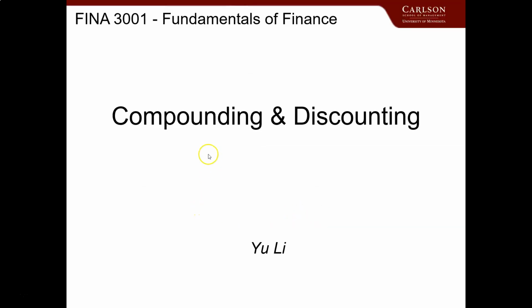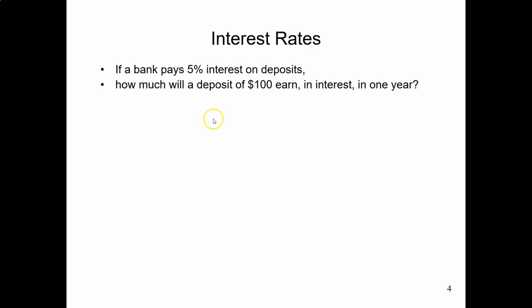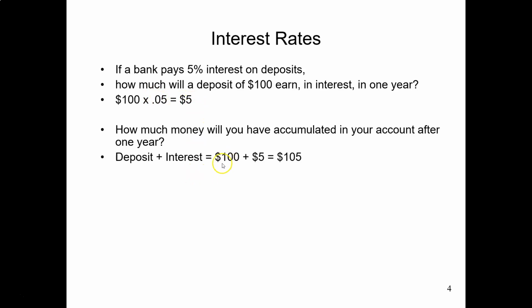For this video, I will focus on compounding and discounting. In Lecture 2, we talk about the time value of money one period ahead. Suppose you have $100 in hand and you want to save it as deposit. The bank gives you 5% in interest. 1 year after, you will have $100 multiplied by 0.05, that is $5. So in total, you will have $100 plus interest $5, that is $105.